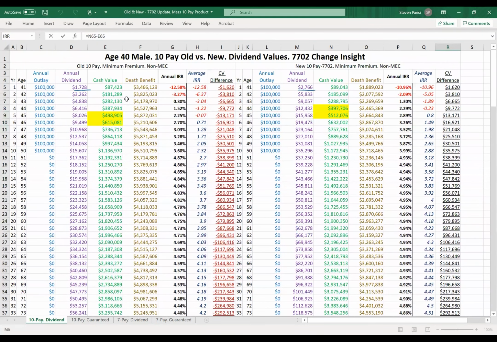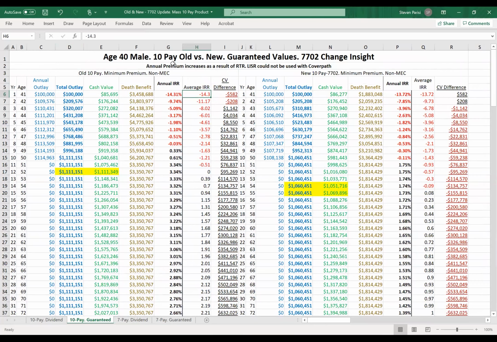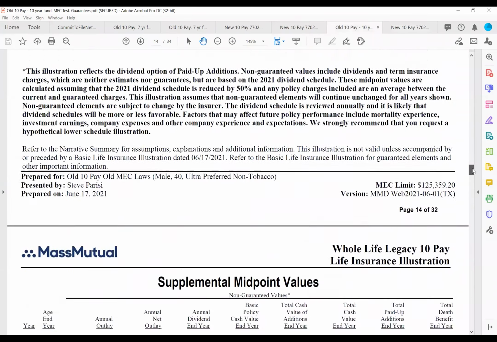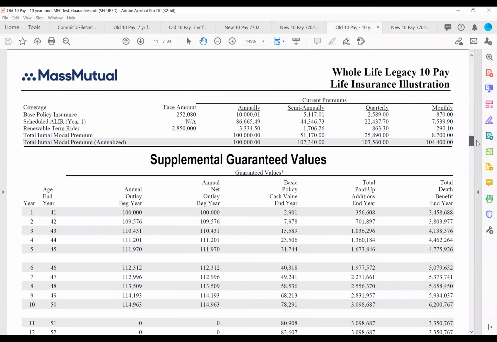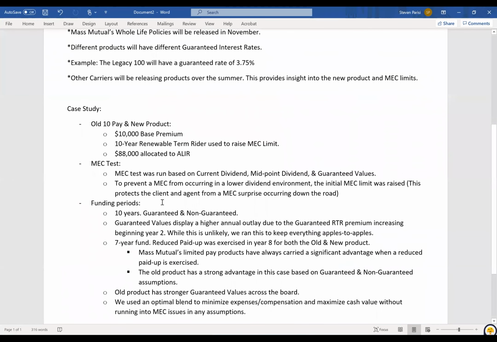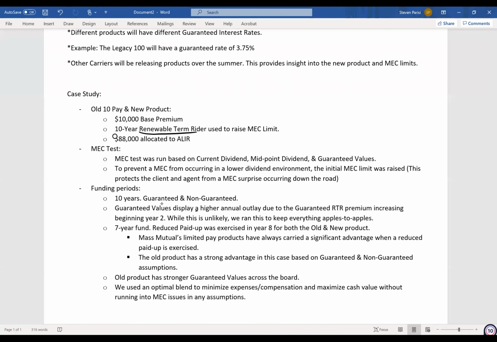Let's progress on to the guarantees. Because if I'm a consumer, I want to see this in middle of the road examples. So here, same product, but based on the guarantees. Let me go to the illustration first, just to validate what we're looking at here. Here we go. So remember that renewable term rider, if we go back to the Word document, 10-year renewable term rider. When looking at the guaranteed values, we will see a higher guaranteed renewable term rider premium. Well, it increases each year.